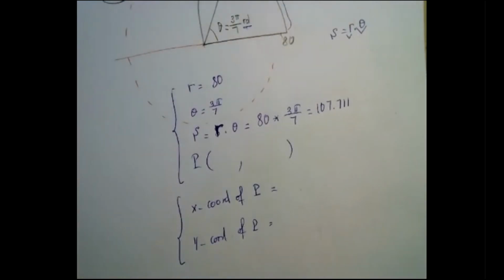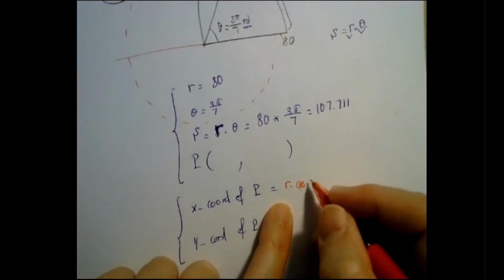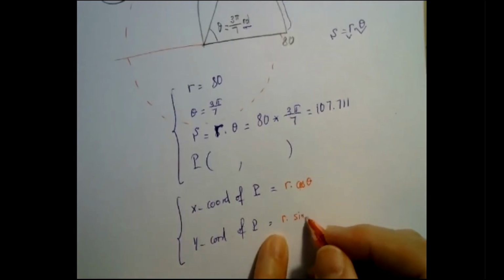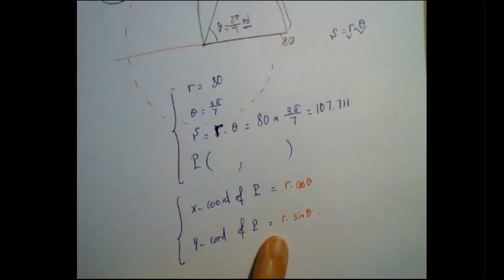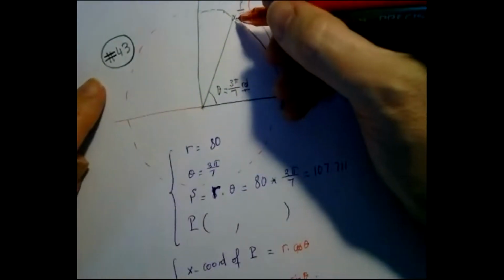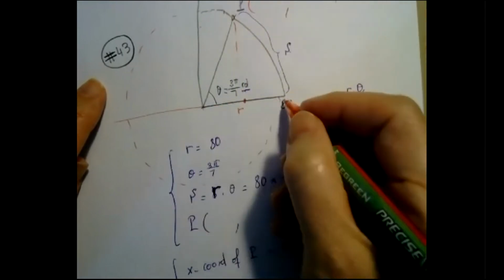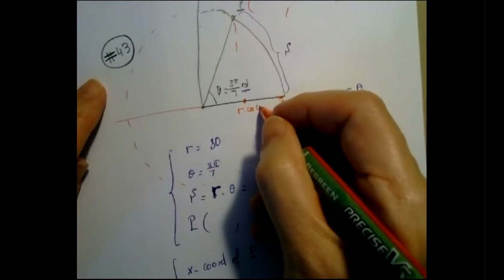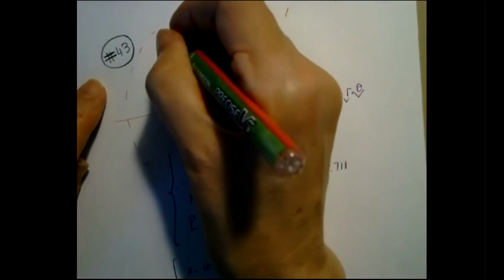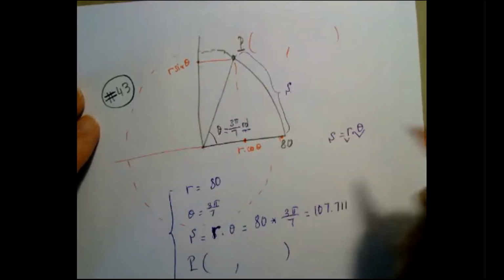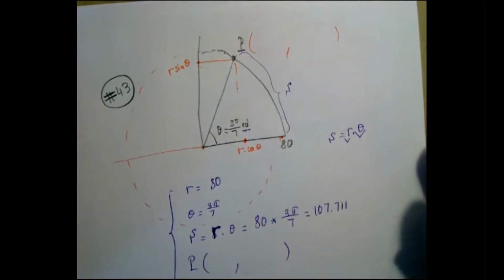Okay, let's remember the formula. It's the radius times cosine of the angle, and the radius times the sine of the angle. That's what the cosine and sine mean. If you take this point, the x coordinate is whatever the radius of the circle is, times the cosine. And the y coordinate is the radius times the sine. That's the definition of sine and cosine.